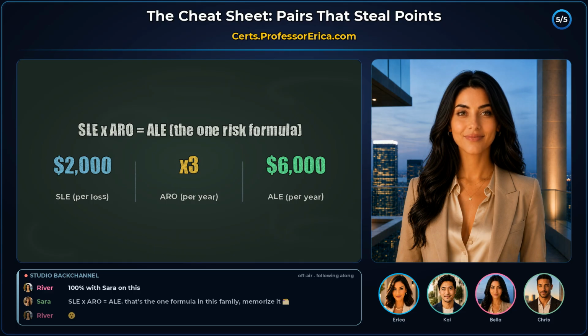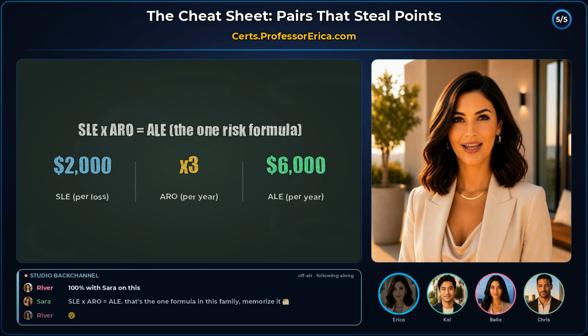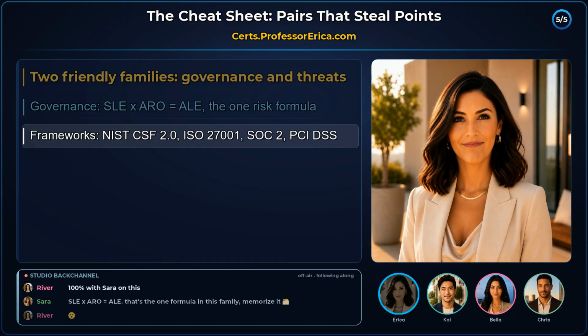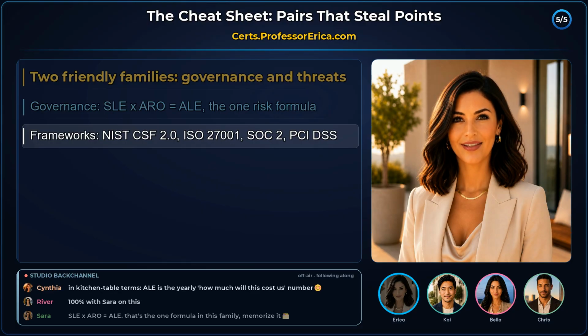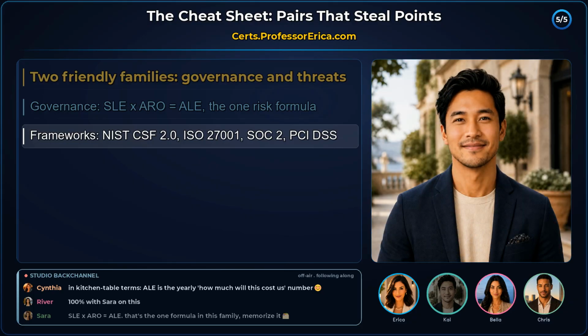And the frameworks are just names to recognize and pair with their purpose. The NIST Cybersecurity Framework, now version 2 from 2024, organizes everything into 6 functions. Those functions are govern, identify, protect, detect, respond, and recover, and govern is the one that is new in version 2. ISO 27001 is the international certification, SOC2 is the audit report, PCI DSS is for credit cards, and GDPR is European privacy. And do not overstudy these.